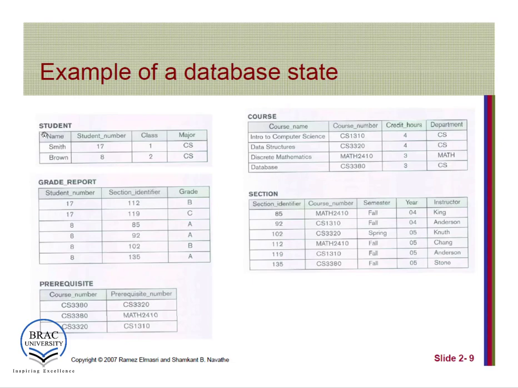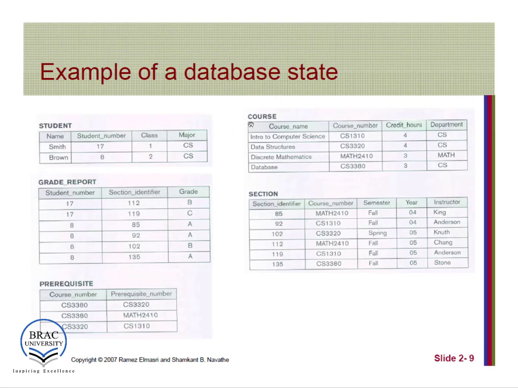So for example, in the student table, we currently have how many students? We have 1, 2, 2 students. Each row represents a particular student in the database. So for example, row 1 in the student table is for a student whose name is Smith. His ID is 17. He is a first year student majoring in computer science. Row 2 represents a student whose name is Brown. His ID is 8. He is a second year student also majoring in computer science. And currently we have 2 students in our student table.